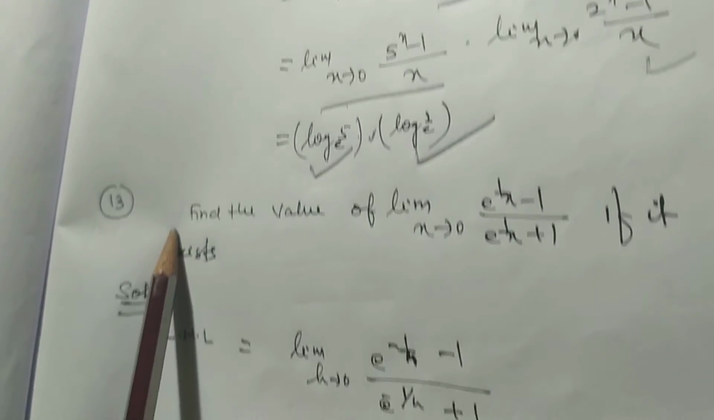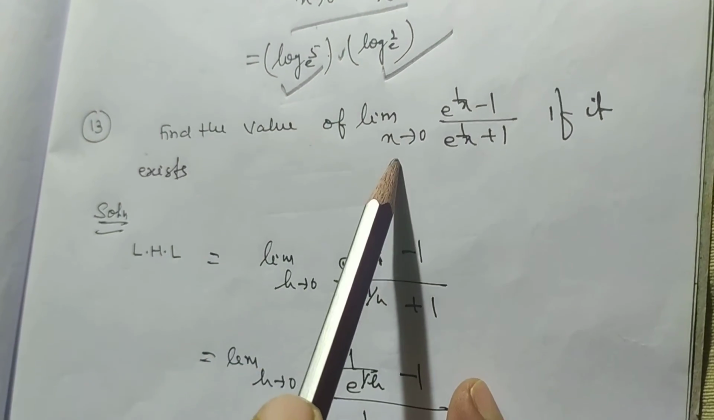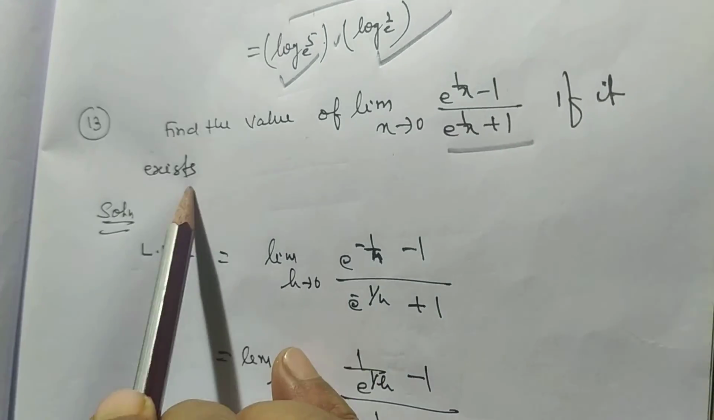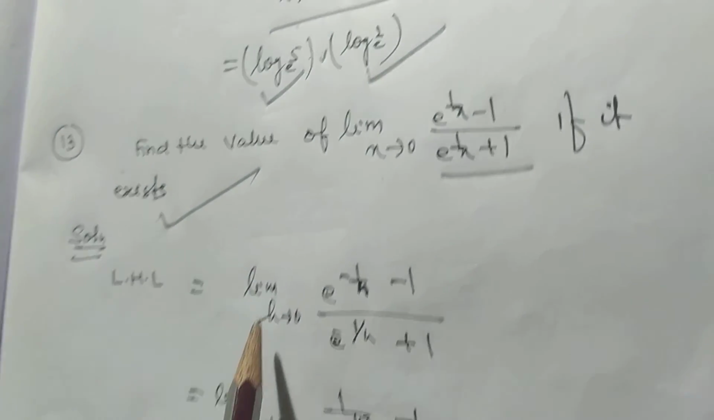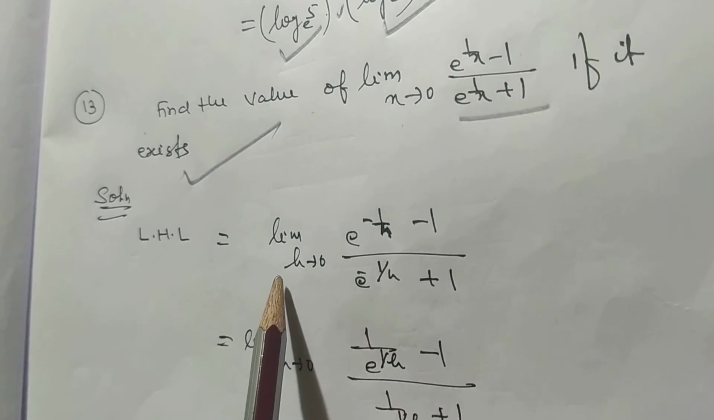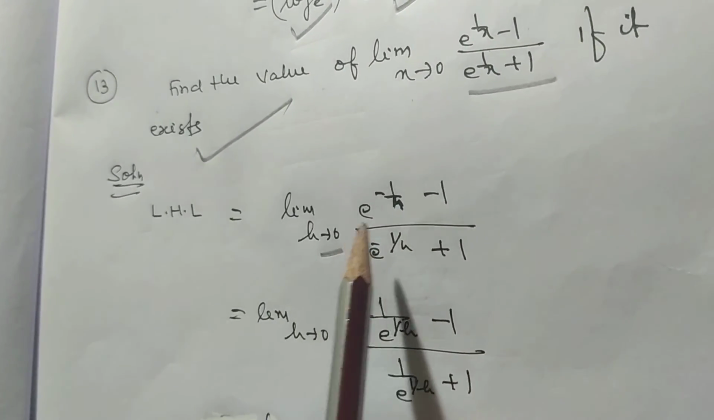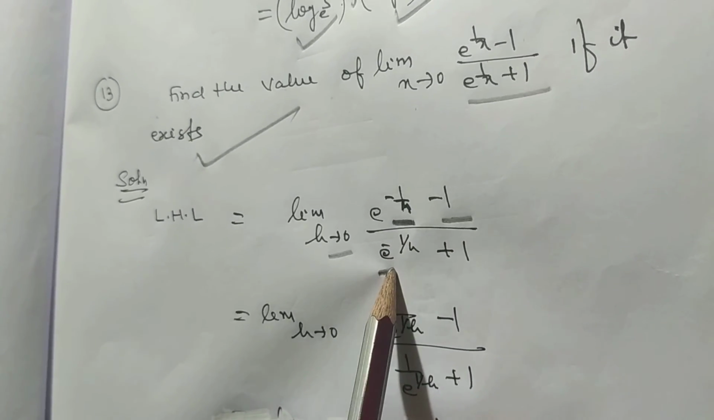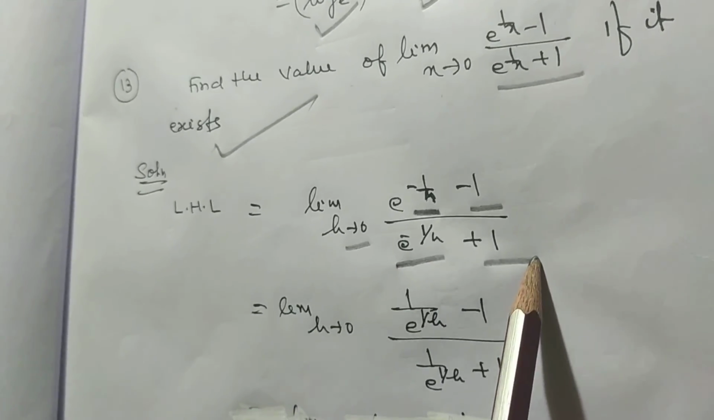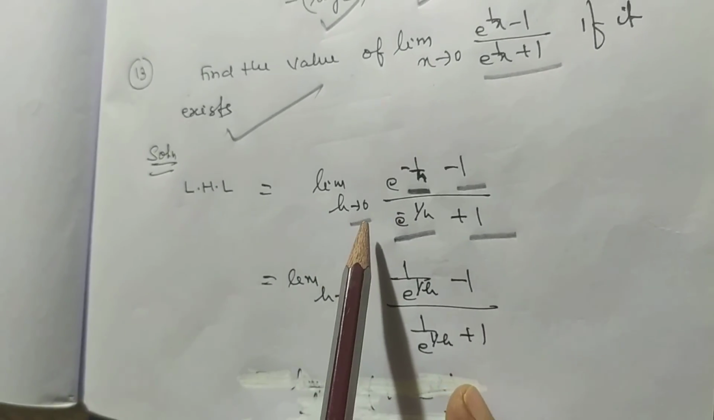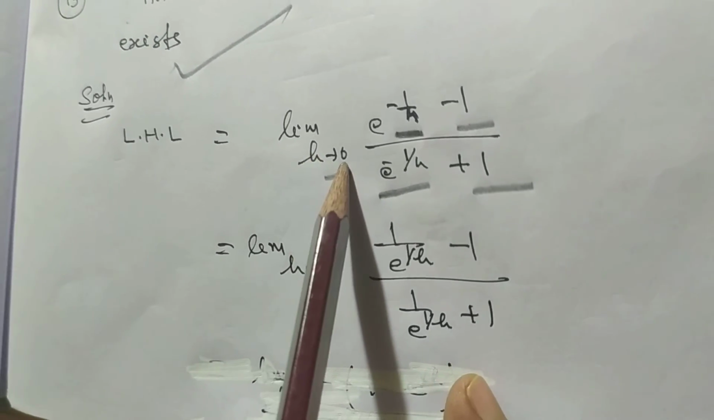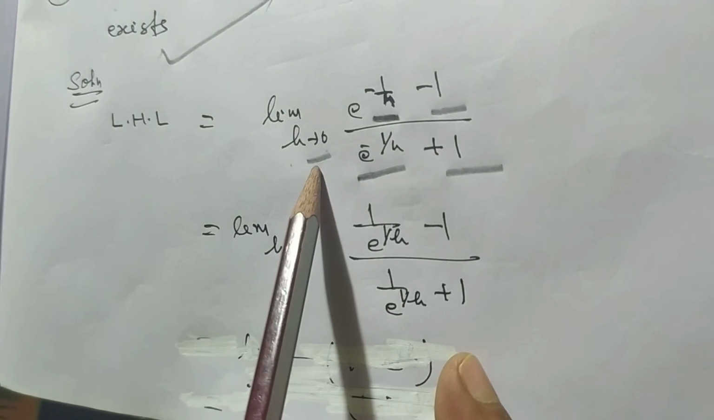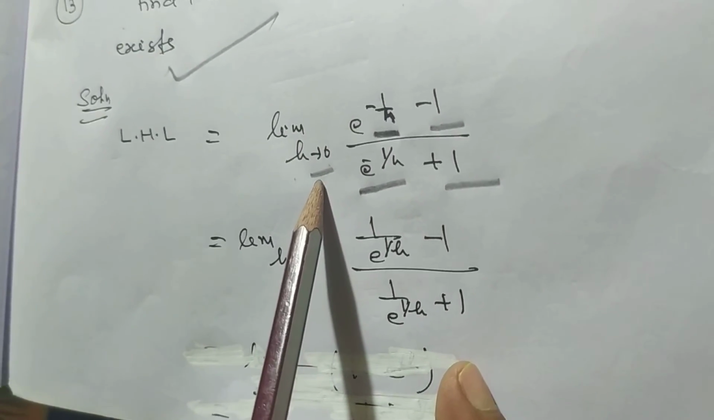Now problem number 13. Find the value of limit x tends to 0, (e to the power 1 by x minus 1) divided by (e to the power 1 by x plus 1), if it exists. Now first we take the left hand side limit. For the purpose we take limit x tends to 0, (e to the power minus 1 by h minus 1) by (e to the power minus 1 by h plus 1). We take x as 0 minus h, suppose h tends to 0. So for left hand side limit, we take a negative value, 0 minus h.